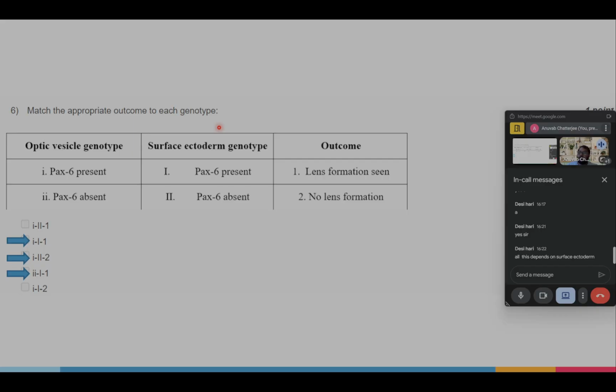If you have deeper doubts, then you can just unmute yourself and ask. It's not a problem. Is this fine? Okay.